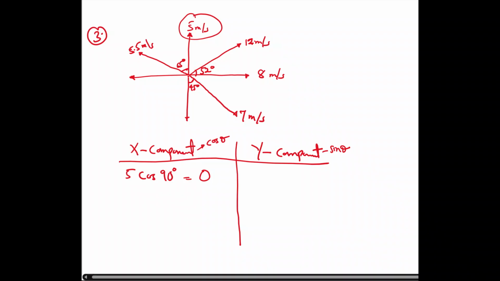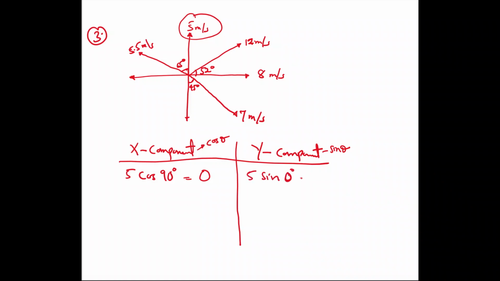Now this angle, the way it's facing up, I want to clean this one. This angle is not, because now we're looking at the y component. This angle is at 0 degrees. It's on a straight line path. That is 0 degrees. So that will be 5 sine 0 degrees, which will give us 0 also.